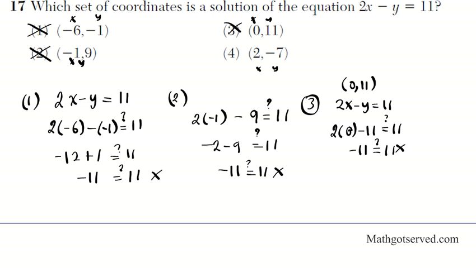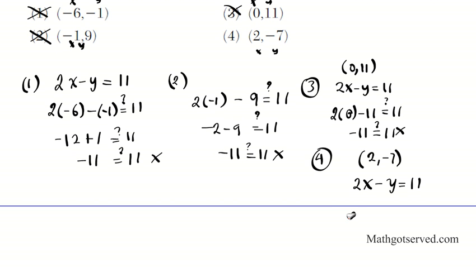So let's work it out and see if our assumption is correct. We are going to be plugging in the coordinates 2, negative 7 into 2x minus y equals 11. All right? So let's plug that in. We're going to have 2 times 2 minus negative 7. Is it equal to 11? Is it?